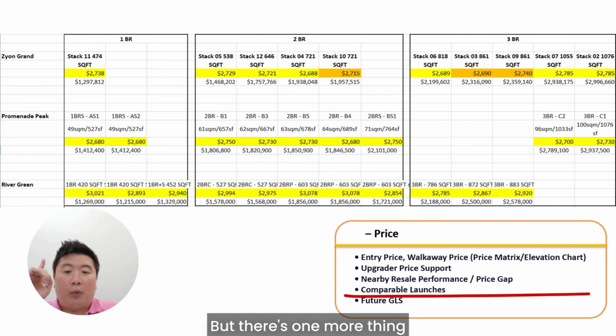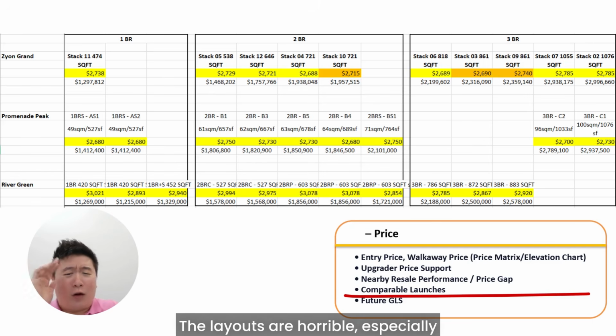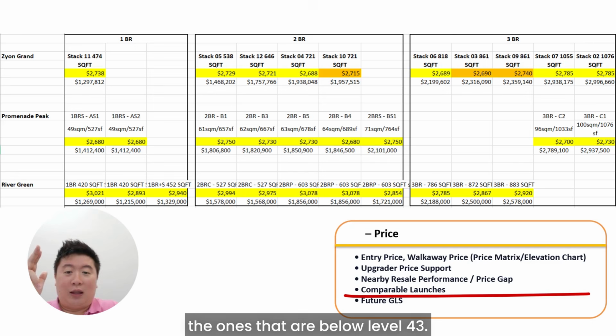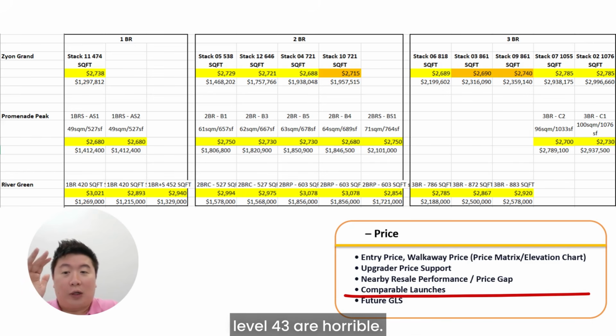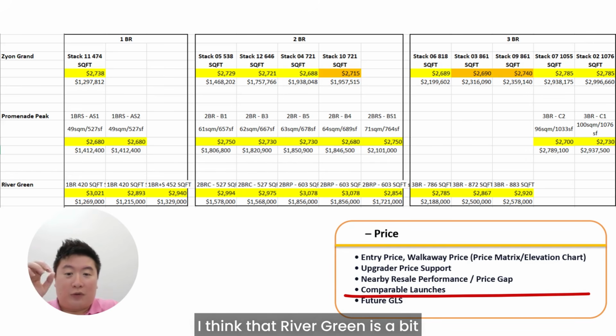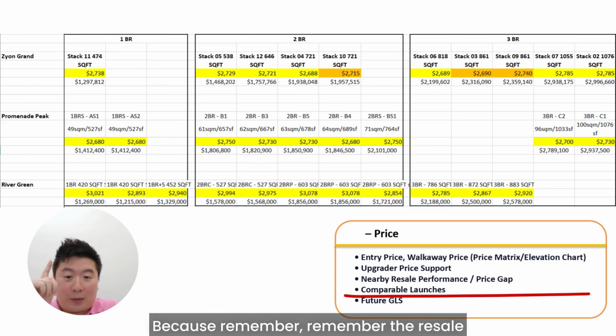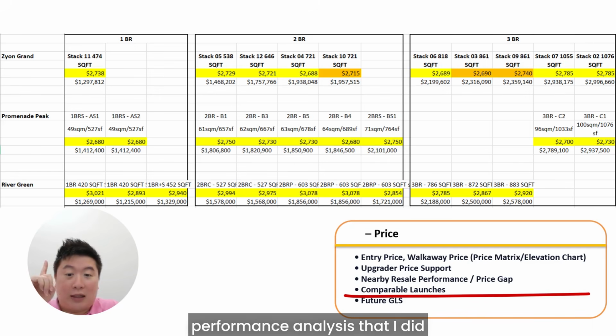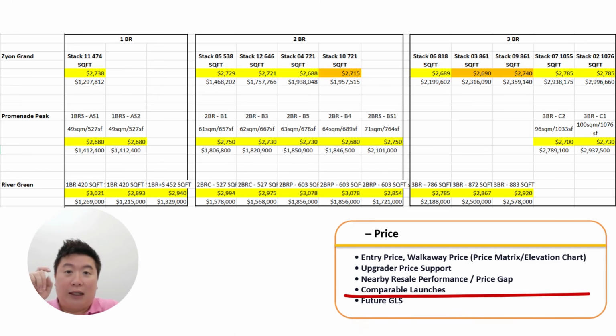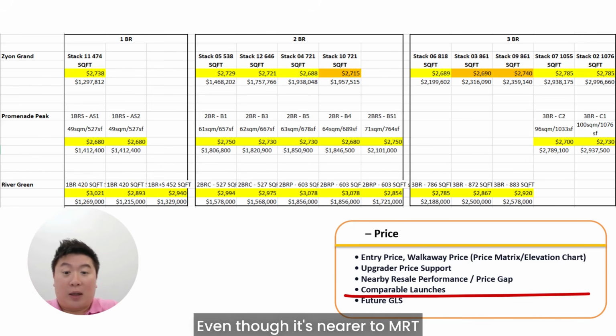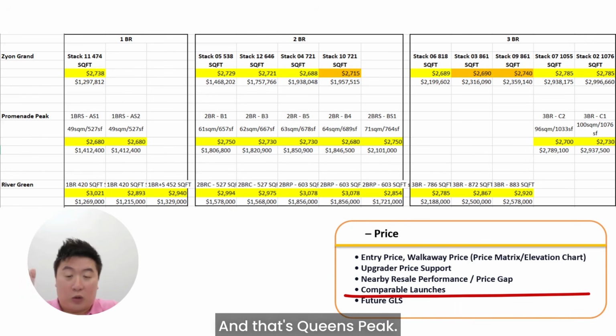But there's one more thing about Promenade Peak. The layouts are horrible, especially the ones below level 43. So if you ask me, even though I think that River Green is a bit of a quantum trap, it is still better than Promenade Peak. Because remember, in the resale performance analysis that I did for Queenstown, the one project that performed the worst was the one with the worst layout, even though it's nearer to the MRT than some of the other projects, and that's Queen's Peak.